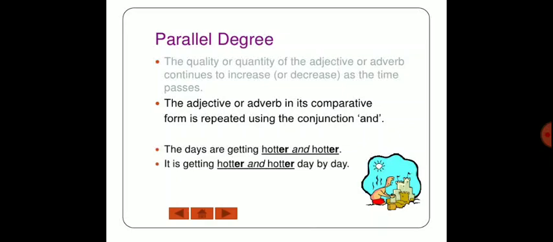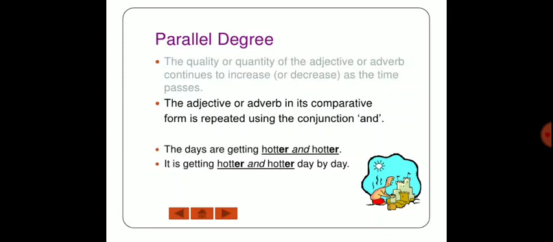Next is parallel degree. This comparison is used to show that the qualities of two items, here the two items are adjectives or adverbs, talked about in the given sentence go parallel. That is, if one quality increases, the other quality increases, and if one quality decreases, the other quality also decreases. The bigger the box, the heavier it is. Days are getting hotter and hotter.